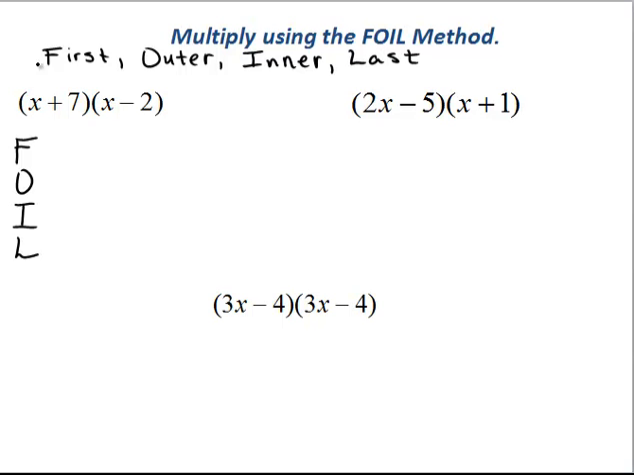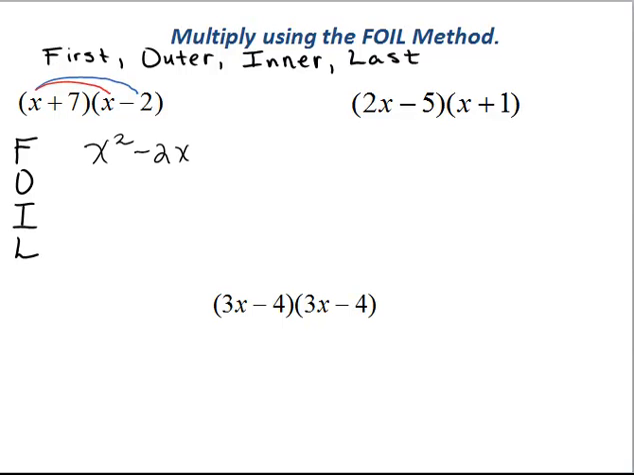When we say first, we're referring to the first set of terms. In this case, we have x times x. Those are the first set of terms. So x times x is x squared. Then when looking at the outer terms, the terms sitting on the outside, we have an x times a negative 2, which becomes a negative 2x. So I'll write minus 2x.